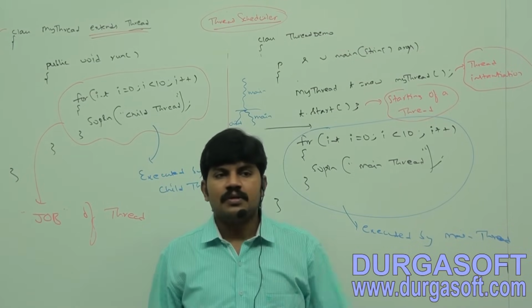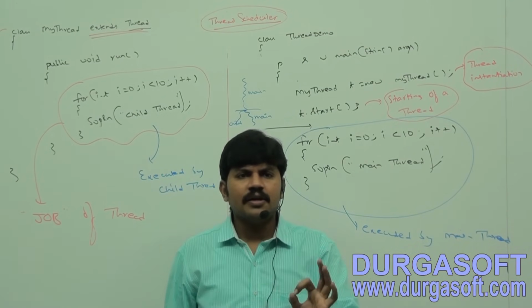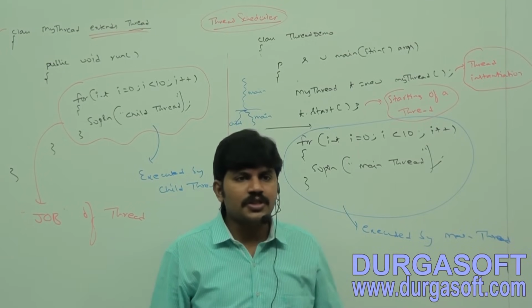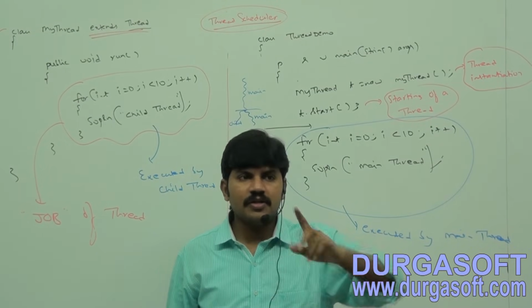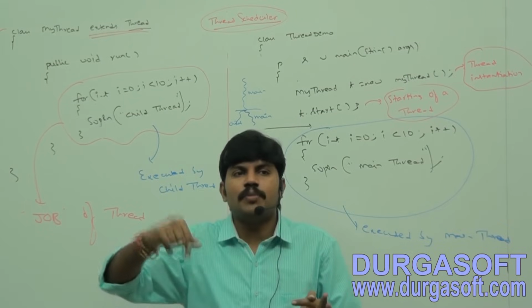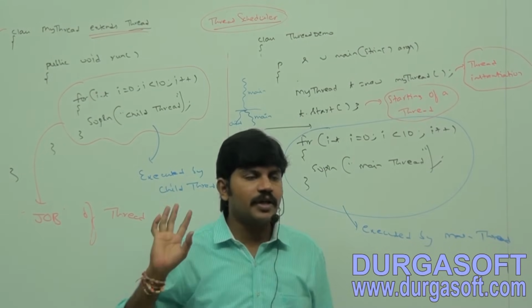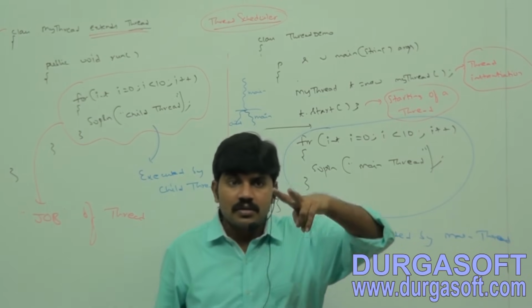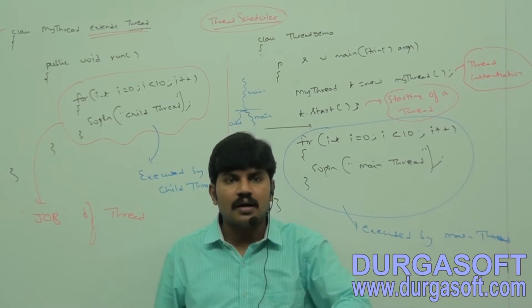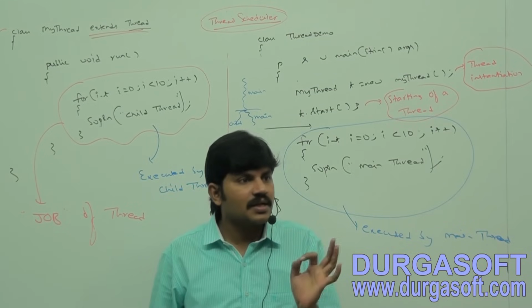Okay, next. Is there any guarantee about which algorithm is followed by the thread scheduler? We can't expect the algorithm which is followed by the thread scheduler. It varies from JVM to JVM. That's why we can't expect thread execution order, and we can't expect the exact output either.